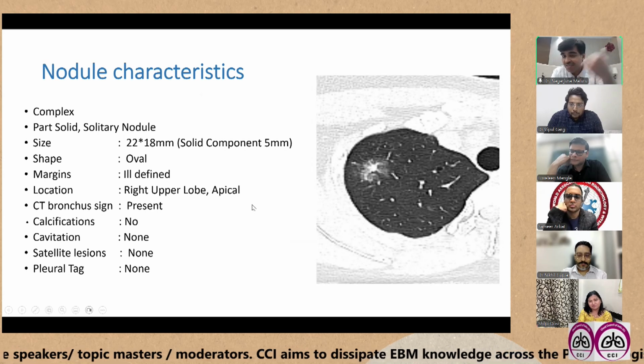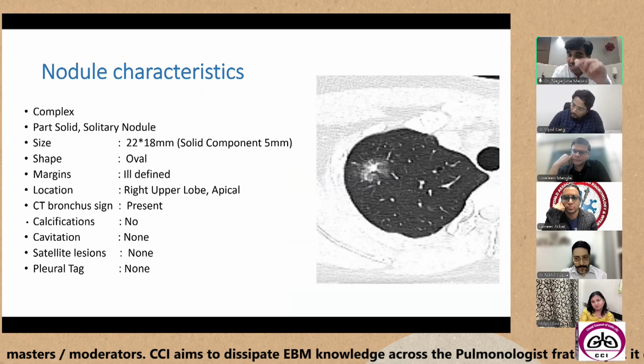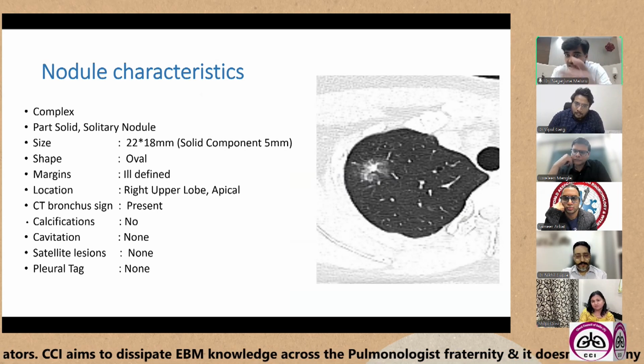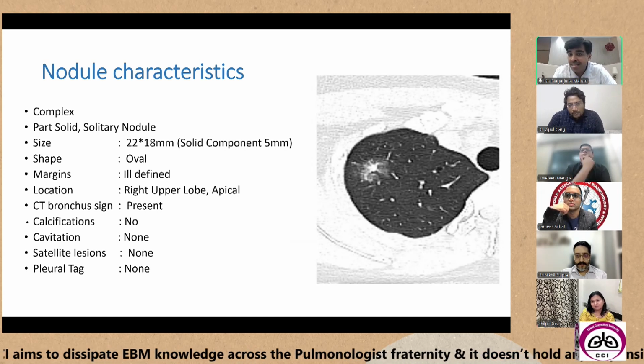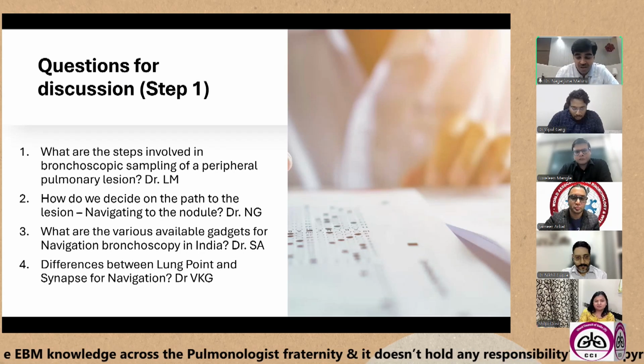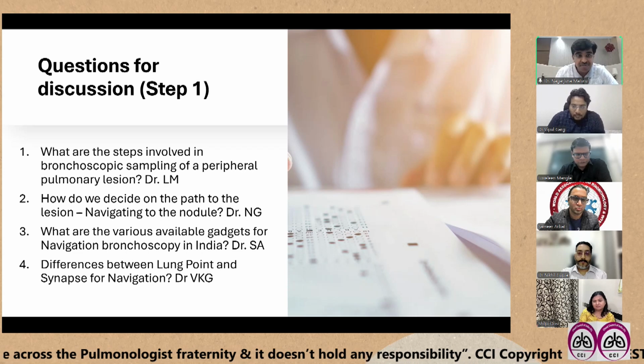So in the first case we did a CT guided biopsy. The previous case, the peripheral nodule, turned out to be a metastatic HCC. In this case, because the patient did not accept the risk of pneumothorax, we took up for bronchoscopy. Now, very, very briefly, Dr. Loveleen, what are the brief steps in bronchoscopic planning of a lung nodule?